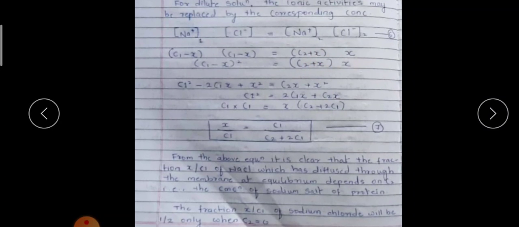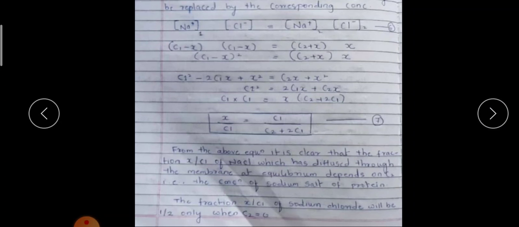From this equation number 7, it is clear that the fraction X by C1 of NaCl which has diffused through the membrane at equilibrium depends on C2, the concentration of the sodium salt of the protein. The fraction X upon C1 of the sodium chloride will be half only when C2 is equal to 0.